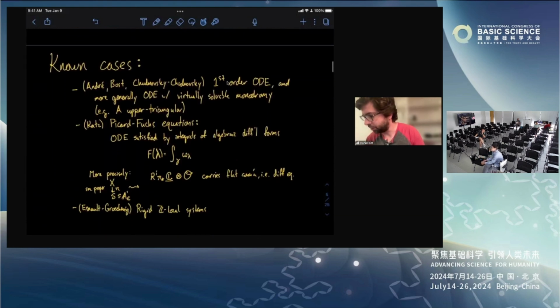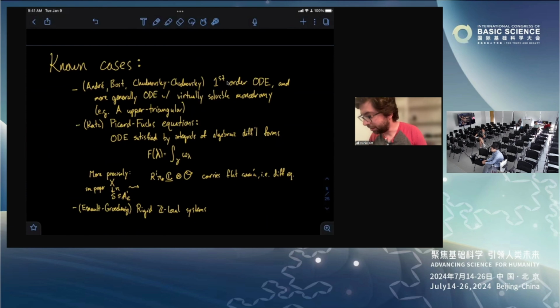So what are the known cases? What is the evidence for this conjecture? So Andre, Bost and Chudnovsky showed that it's true for first order ODEs. That includes the case I discussed, the example I just discussed. And more generally, they prove it for ODEs with virtually solvable monodromy. I guess looking at who's in the audience, probably you all know what that means, but at least one case that covers is the case where that matrix A in the differential equation d/dz minus A times f(z) is 0 is upper triangular. And so it covers a bit more than that.